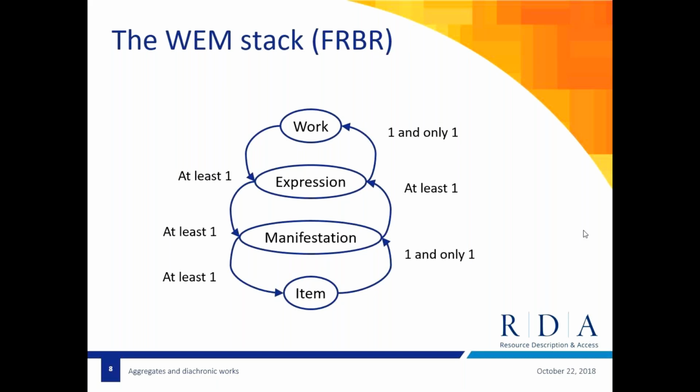And the reason we call it a stack is because there is a specific kind of relationship between work, expression, manifestation, and item of the same resource. And these are the so-called cardinality constraints. So a work must have at least one expression. An expression must have at least one manifestation, and the manifestation must consist of at least one item. These are requirements, otherwise we're not making a coherent description. All resources have these properties.